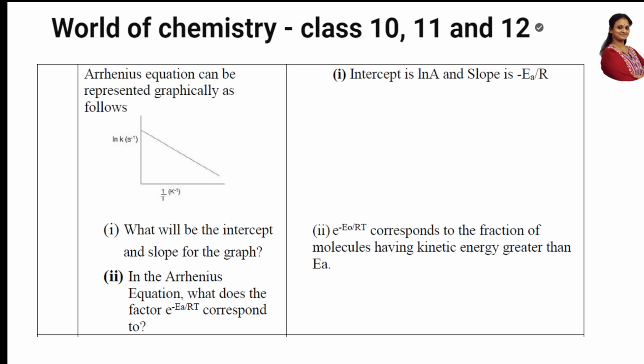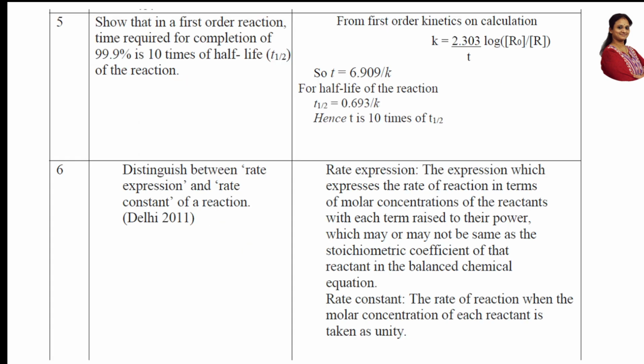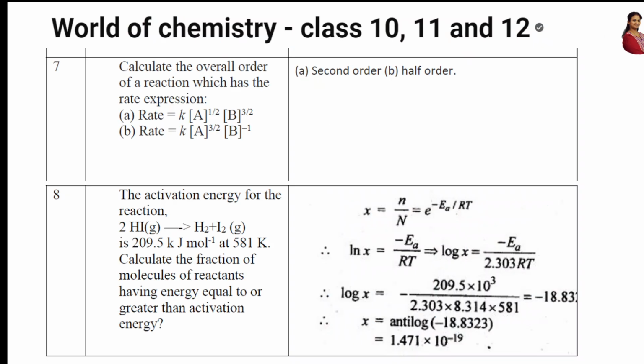Gradually proceeding from there, Arrhenius equation, they're asking you what is the intercept, what is the frequency factor, E A, that also is given here. Directly write the answer. Further, because this is completely an Arrhenius concept, I'm proceeding. First order reaction 99% is complete. I did one sum, na? Same thing. So question is given. Distinguish between rate expression and rate constant. This was given in 2011. So rate expression definition is here. Rate constant definition also is here. Yeah. From there, gradually, I'm proceeding into calculating the overall order of the reaction.